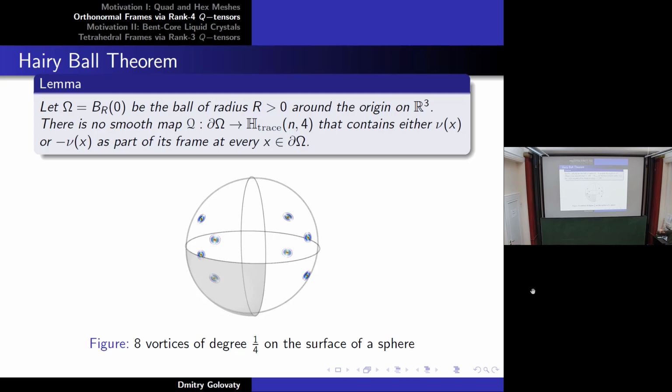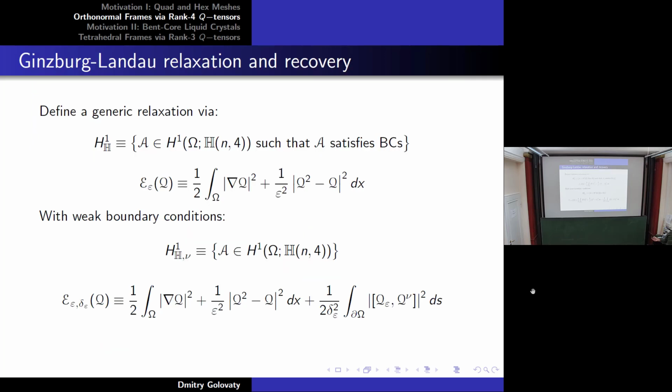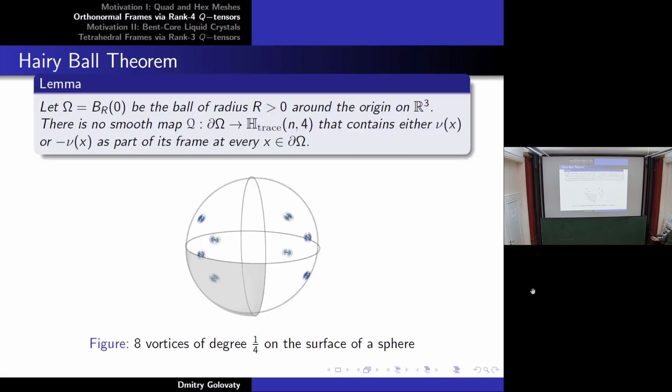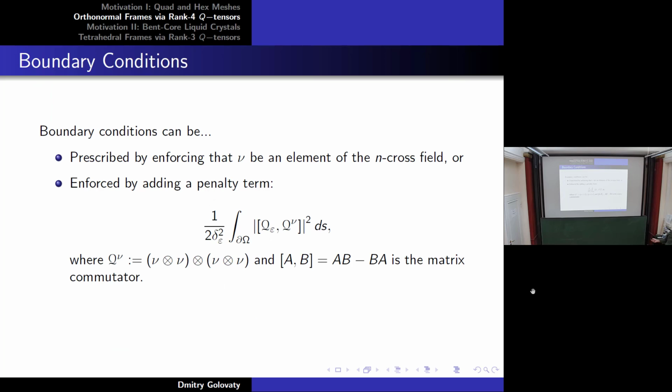And so then, by the Hairy Ball theorem, you would expect that your field in the plane of the boundary is going to develop singularities for an orthonormal frame in 3D. For an orthonormal frame in 3D, that means there have to be 8 degree 1/4 singularities on the boundary, so on the surface of the boundary.